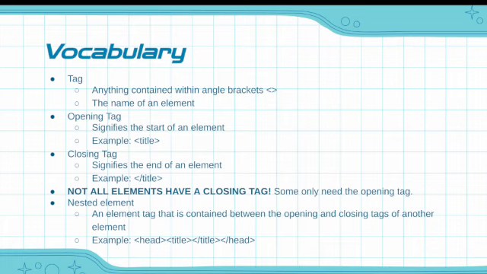The opening tag signifies the start of an element, and the closing tag signifies the end of an element. The difference between an opening and closing tag is that a closing tag has a slash after the first angle bracket. Not all elements have a closing tag. Some only need an opening tag. A nested element is an element tag that is contained between the opening and closing tags of another element. An example is a title tag nested within the head tag.